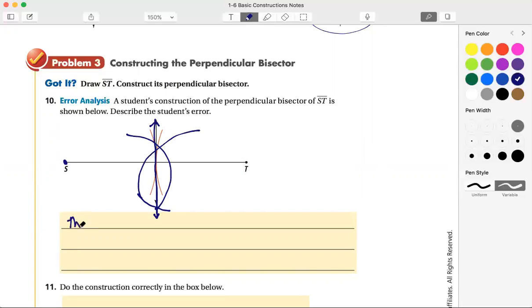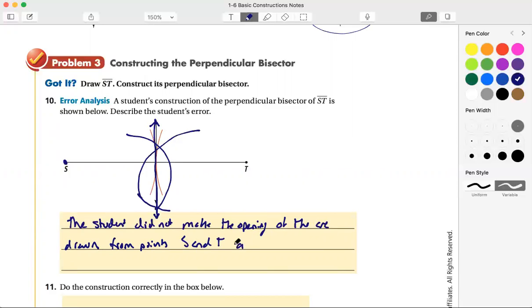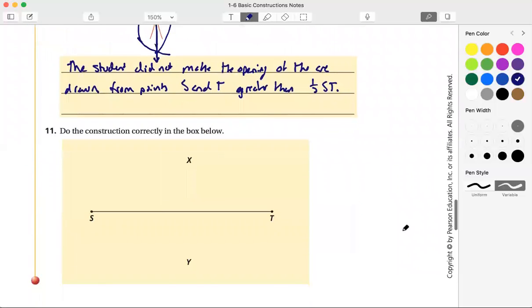So the student did not make the opening of the arc drawn from points S and T greater than 1/2 ST. So let's do the construction correctly here.